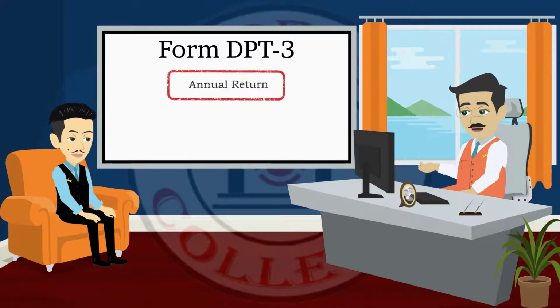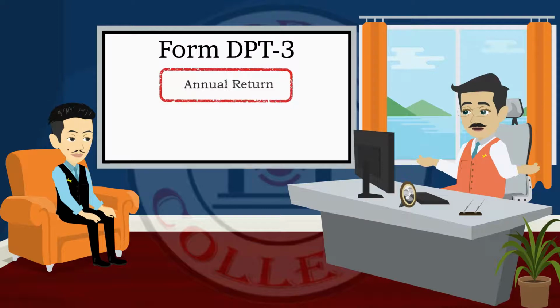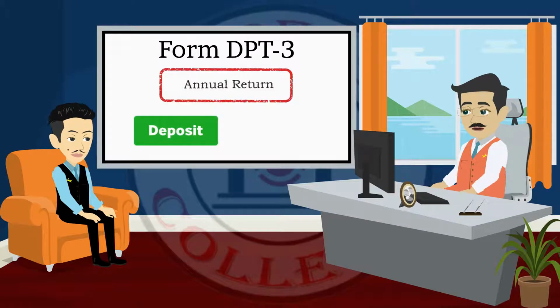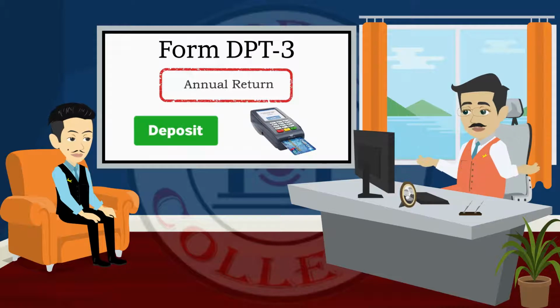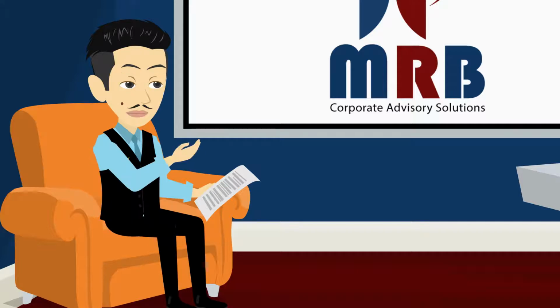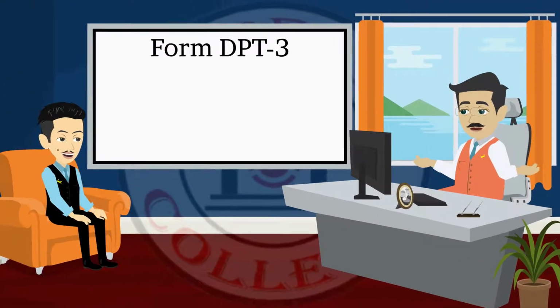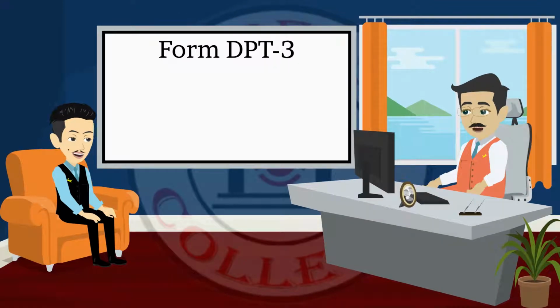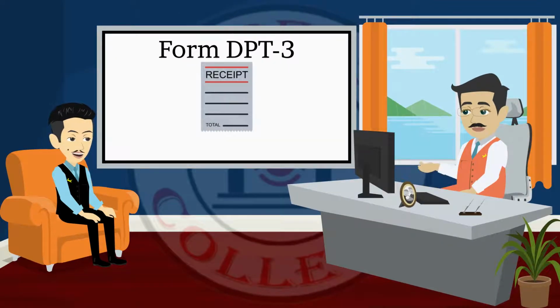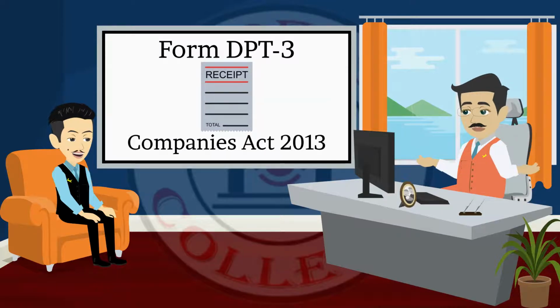What is Form DPT-3? Form DPT-3 is a yearly return, which is used for filing return of deposit or particulars of transaction not considered as a deposit, or both, by every company. What is the objective of DPT-3? The main objective behind introducing the electronic form DPT-3 was disclosure of receipts considered as deposits and of receipts not considered as deposits as per the Companies Act 2013.